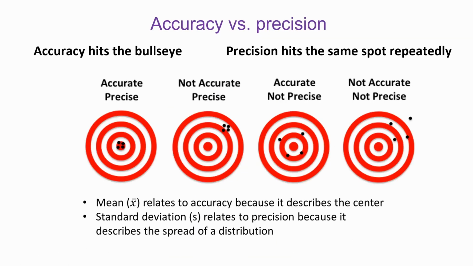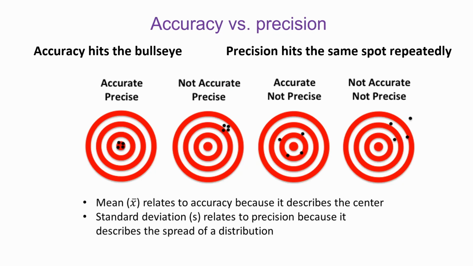Okay, accuracy versus precision. These words are often used interchangeably, and I'll be honest, I sometimes get them mixed up myself. I'm like, wait, what's the difference again? And this is what helps me to remember. Accuracy hits the bullseye, precision hits the same spot repeatedly.